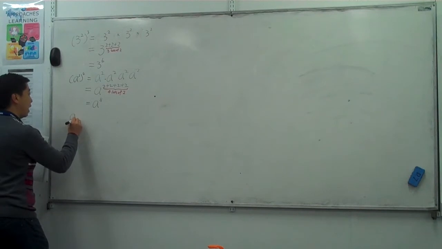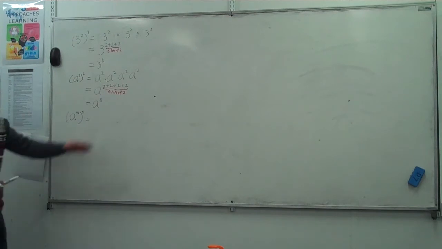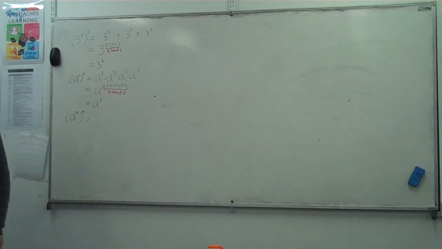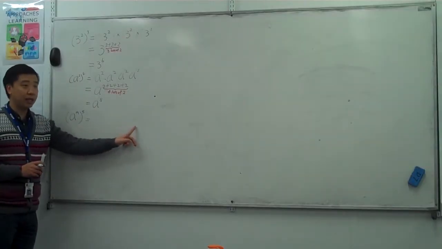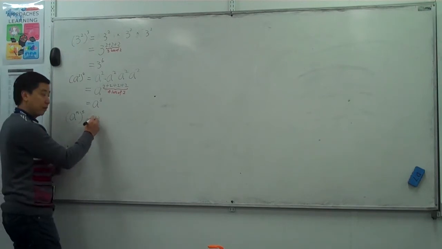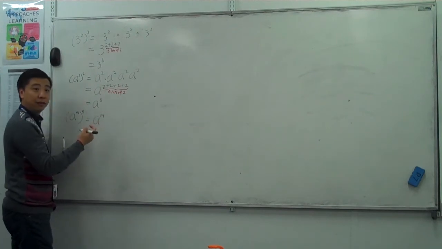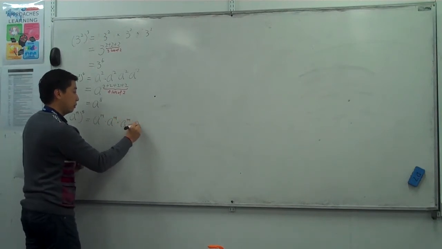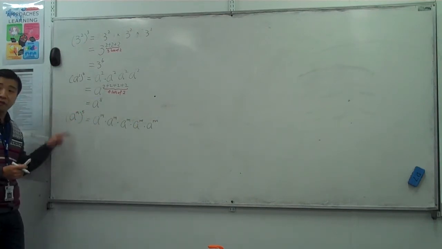Now, next one. A to the power of m, to the power of 5. Now write into the expanded form and then do the calculation. Could you please tell us what do I have to write here? Is it a to the power of m plus n? What is the expanded form? A to the power of m times a to the power of m times a to the power of m times a to the power of m, one more, okay, good. Because you have 5 lots of the bracket.